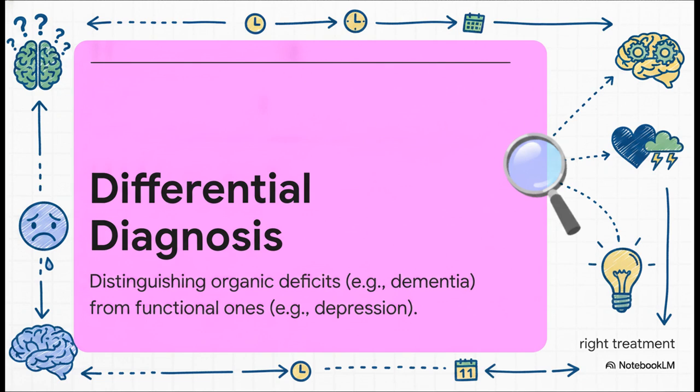By looking at the precipitating events and the exact timeline in a case study, a clinician might realize they aren't looking at neurological decline at all. They're looking at a mood disorder. That realization completely changes the treatment plan, and ultimately, it changes the patient's life.